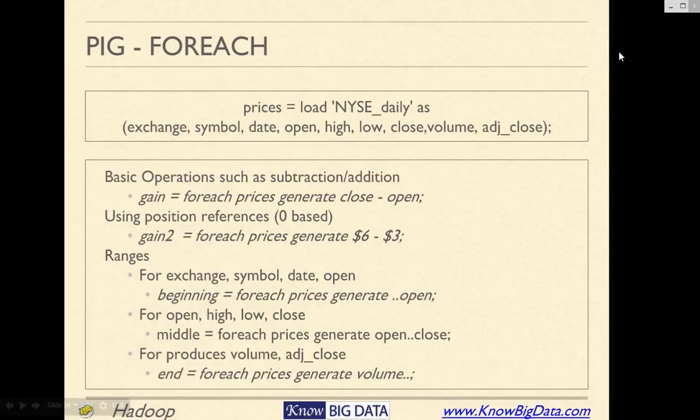You can also specify ranges. For example, if you want to print exchange, symbol, date, and open, which means the first four columns, then you can say for each prices generate colon open. So it'll generate everything from the beginning till open.